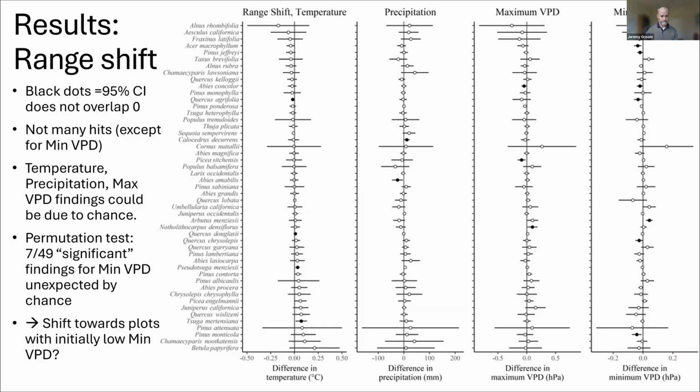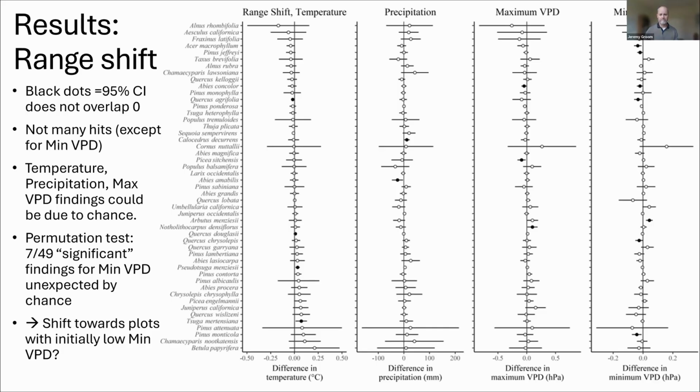Okay, so results. What we've got here are lines at 0 for temperature, precipitation, and maximum and minimum vapor pressure deficit. And then where the tree species estimates lay and whether or not their 95% confidence intervals overlap with 0. If they didn't, the dots in the middle were black. So what I see is that there really weren't many hits, except possibly for minimum vapor pressure deficit.